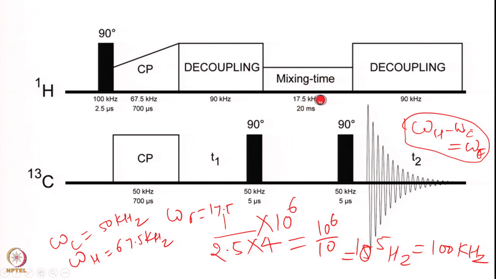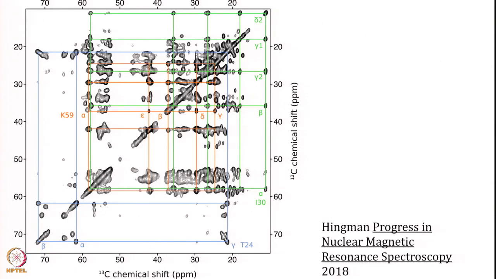So, the power we are applying is omega R, 17.5 kilohertz, and that extra power that we are applying on proton facilitates the mixing; it enhances the mixing capacity. And then finally, we apply a 90 degree pulse on carbon of 50 kilohertz. We decouple the protons here using high power decoupling and we acquire on carbon. So, typically we are establishing carbon-carbon correlation using one of these two pulse sequences, either PDSD or DAR.